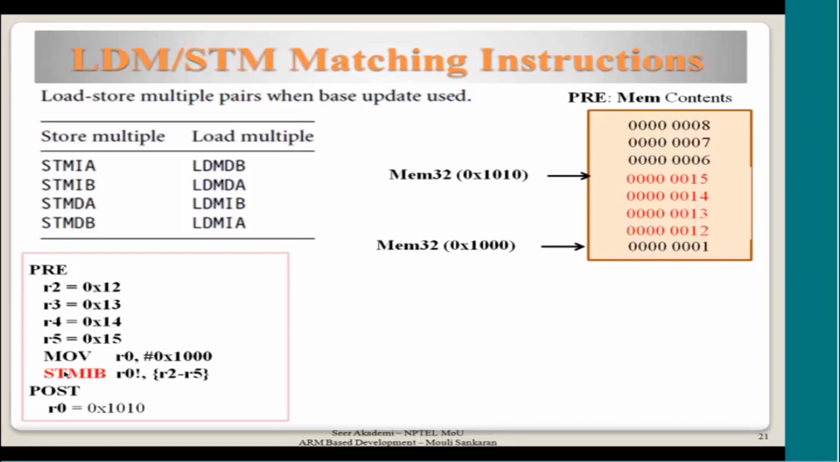Now I'll ask you another question. You want to load. Assume that R0 is now pointing at 1010. You want to load those values exactly back into these registers after some exception handling or whatever, or you got into a function and then you did some operation and then you want to restore all the registers. Now you are giving the same list R2 to R5. Okay. Of course, if you don't give it, it will be copied into some other register. But assume that you are giving the same registers. Which load instruction, the LDM instruction, would you use to get the same values back into those registers?